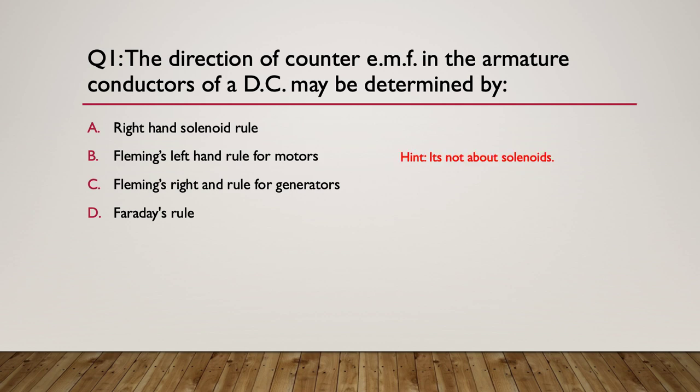Here's your hint. It's not about the solenoids. We can eliminate the solenoid rule. And even though it's a motor we're talking about, because we talk about counter EMF or back EMF, we would actually use Fleming's right-hand rule for generators, because it's the back EMF or the counter EMF that we're talking about. So we would use Fleming's right-hand rule for generators, despite it being a motor. Of course, it's counter EMF.